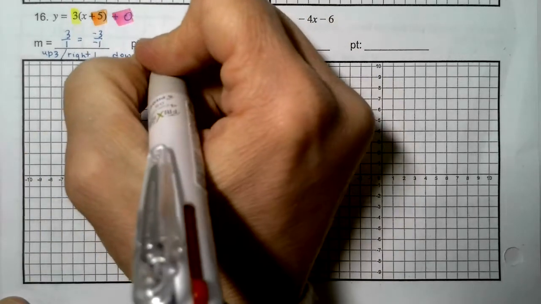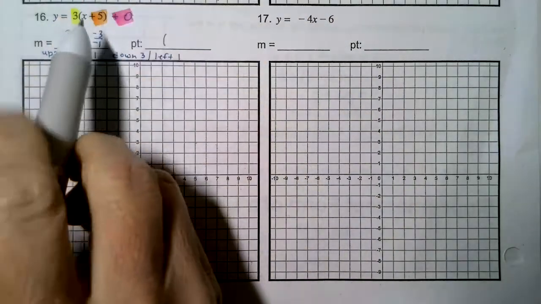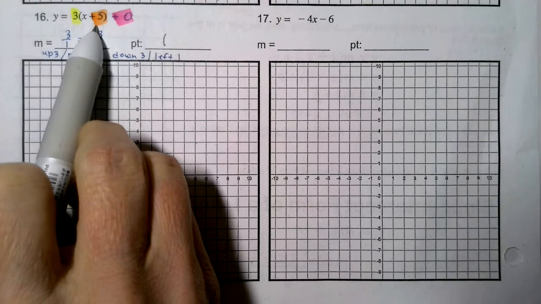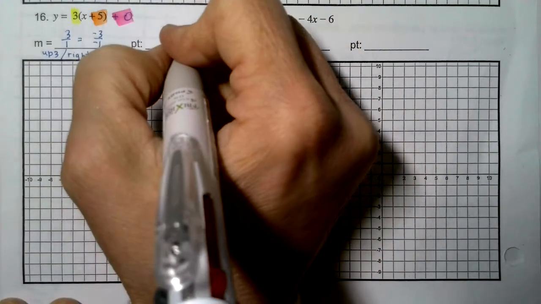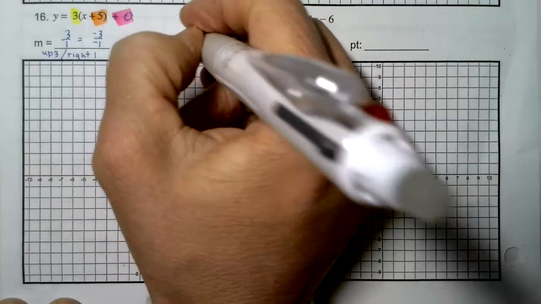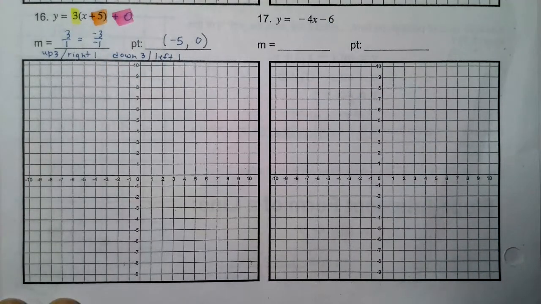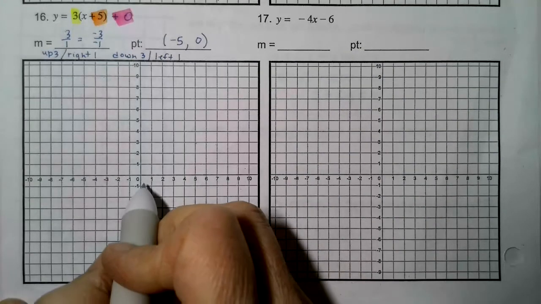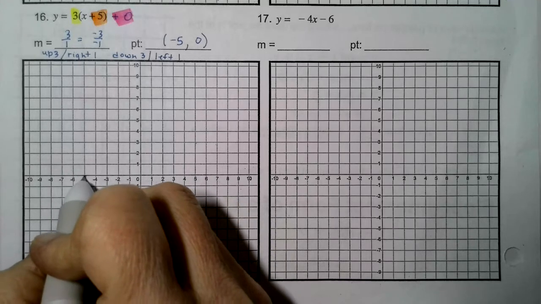Our point, opposite of what I see here, which is +5, so that means -5 in my ordered pair, and nothing being added or subtracted, which means I have a 0 out here. So if I plot this point, -5, 0 is right here.